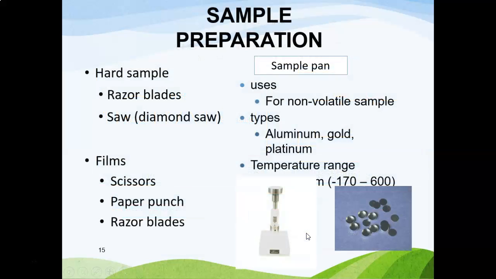For sample preparation, the material you need to have with you is the sample pan. Sample pan is used for non-volatile samples. Types are aluminum, gold, platinum. Temperature is around negative 170 to 600. For film, we need scissors, paper, sponge, and razor blades. And for hard samples, we need razor blades and also a saw or diamond saw.